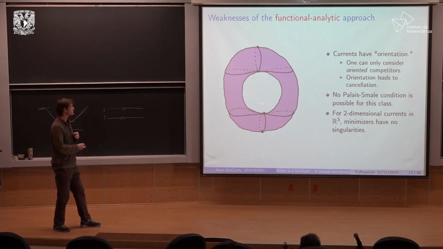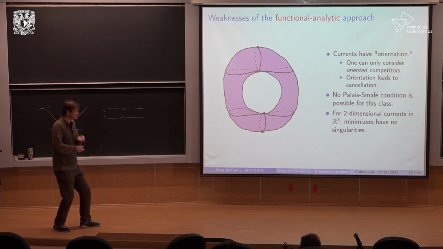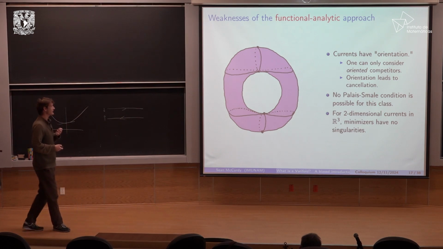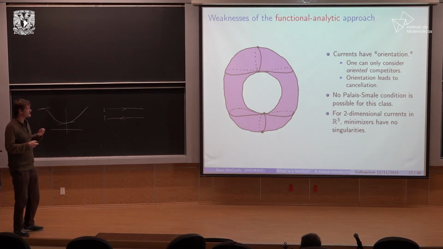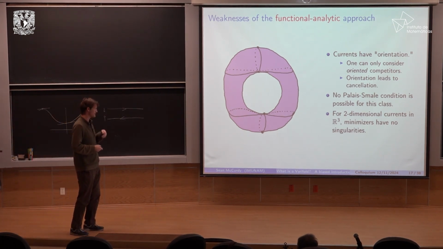So if you want to consider critical points of the area functional, maybe not minimal surfaces, but just surfaces which are critical points, then this is a difficult class to consider that within, right? For calculus of variations reasons, right? This is kind of a big problem.